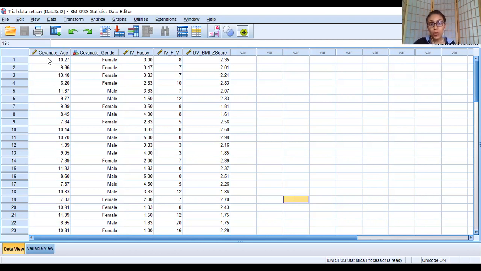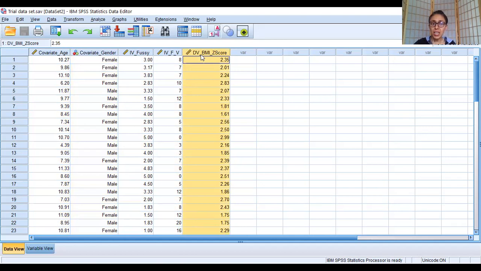Just to make it easy for you, I have highlighted it over here that you have covariates, which are age and gender. Then you have your independent variables, two of them, so you're running multiple regression: fussiness and fruit and vegetable intake. You don't have all the other variables which I had in my actual research paper, like emotional undereating and all of that. Then you have your outcome variable over here, which is BMI Z scores, the child's weight status. That is your dependent variable. All of your independent variables are continuous in nature. Your dependent variable is continuous in nature.